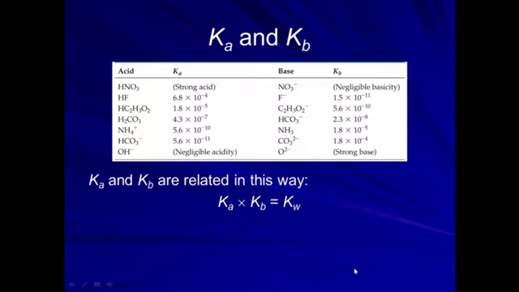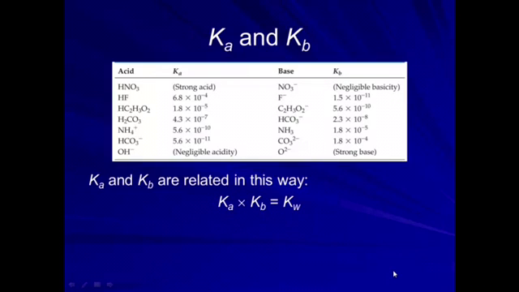Now on to section 8, the relationship between Ka and Kb. Ka and Kb are related in this way. This is the formula. When you multiply Ka and Kb, you should get Kw, which is 1.0 times 10 to the negative 14th.